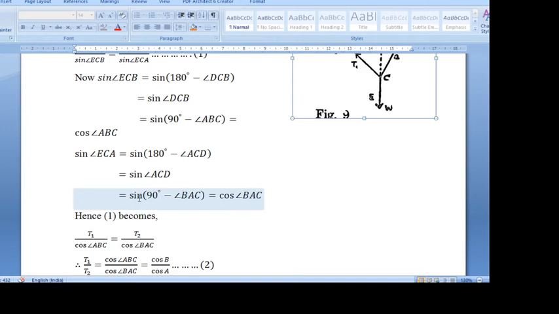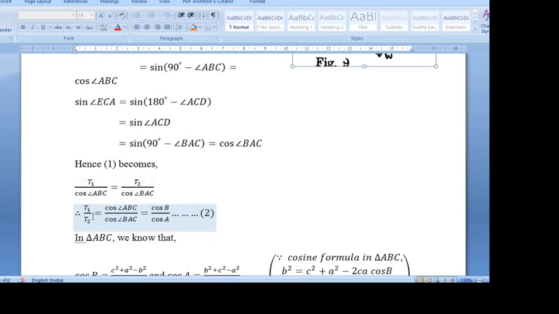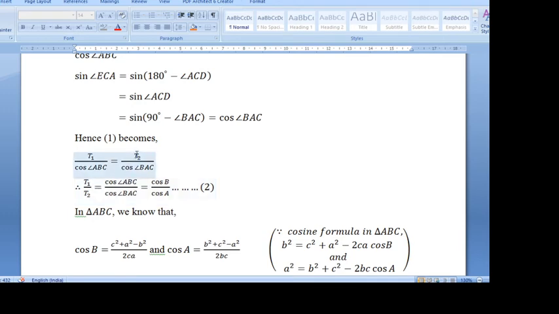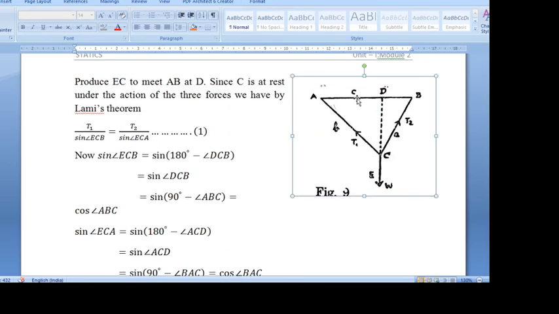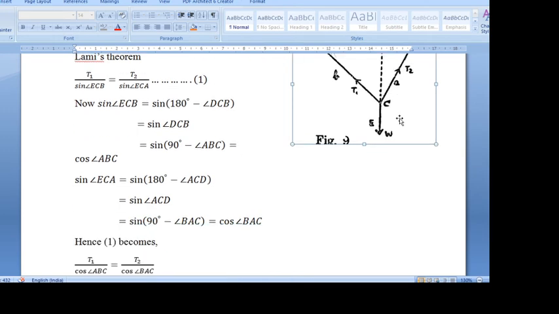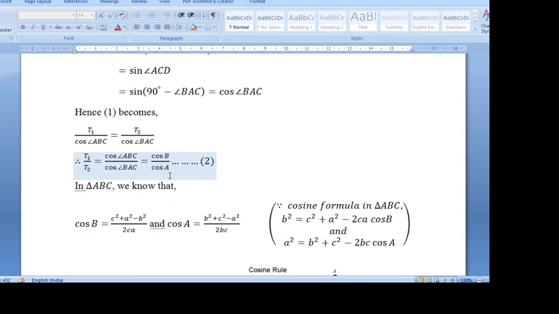Hence, we substitute these two, sine ECA and sine ECB, in equation number 1. We get T1 divided by cos ABC equals T2 divided by cos BAC. Therefore, this can be written as T1 divided by T2 equals cos ABC divided by cos BAC. But cos ABC is the angle B, and in a similar way cos BAC is the angle A. Therefore, T1 by T2 equals cos B by cos A. We take this as equation number 2.